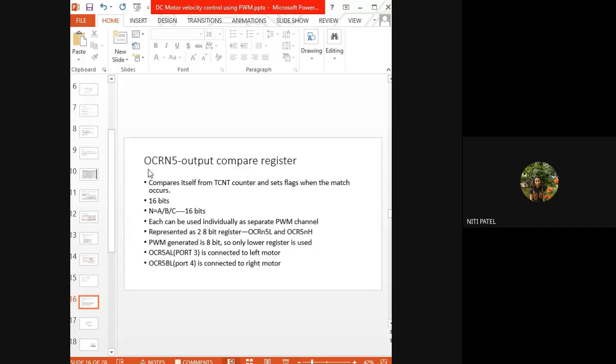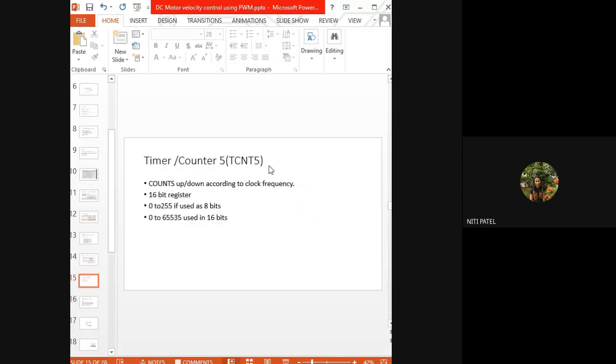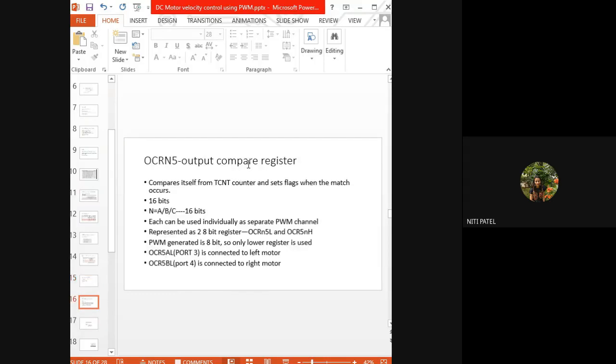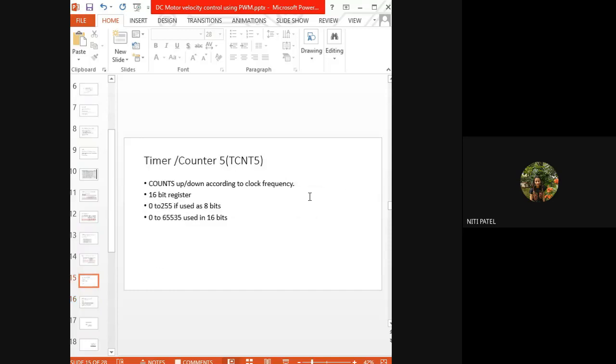Next, or the last register, is OCR5N. What is OCR5N? OCR stands for output compare register. What is it going to compare? It compares itself with the TCNT counter and sets the flag when the match occurs. मतलब ये compare register किसके साथ काम करेगा? ये counter के साथ काम करेगा. What it will do? जब भी उसको match मिलेगा, वो flag का value set करेगा. Match मतलब जब भी उसको pulse high मिला, तो flag high हो जाएगा, वो value count होगा.